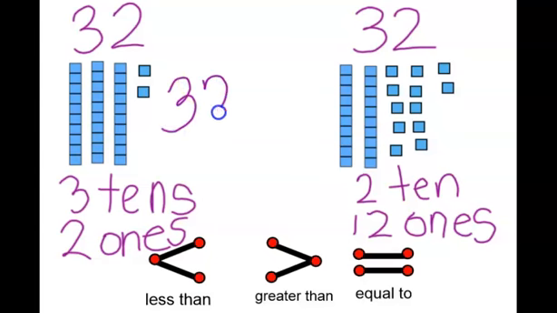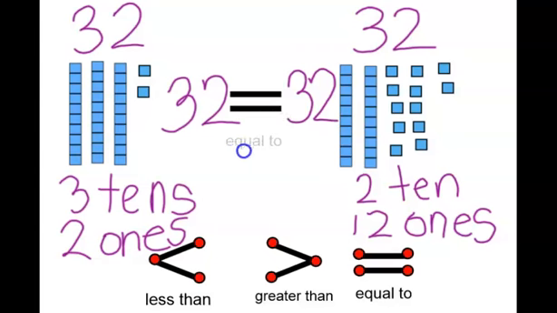So 32 is equal to 32. So when we read this, we say 32 is equal to 32.